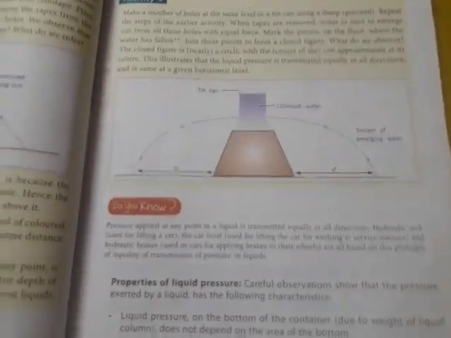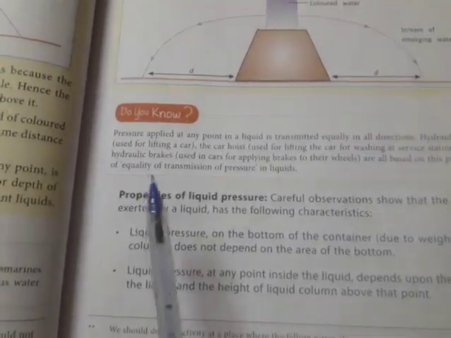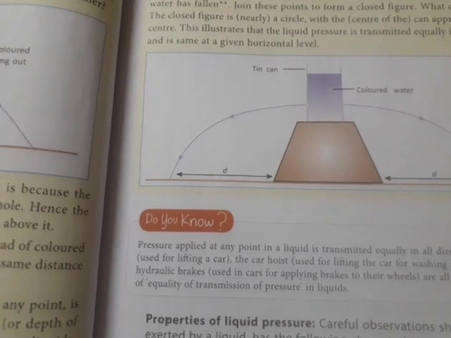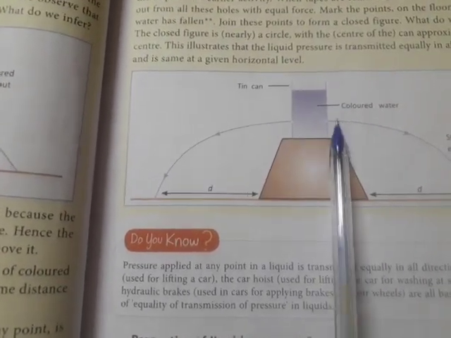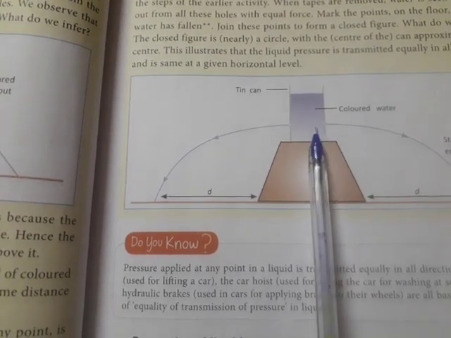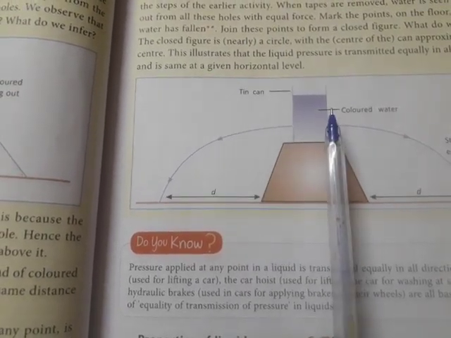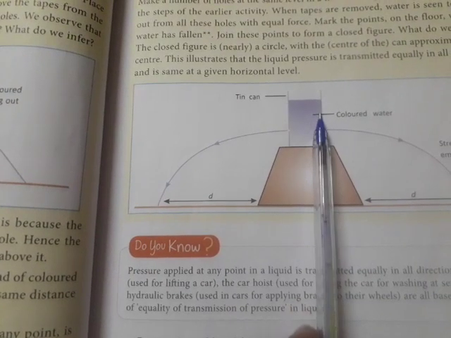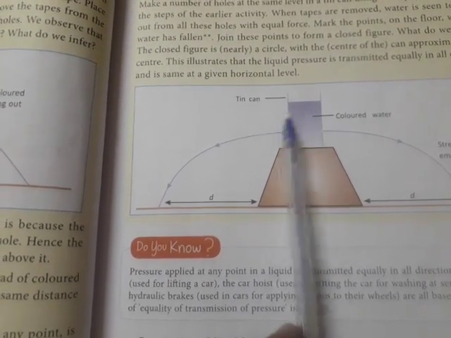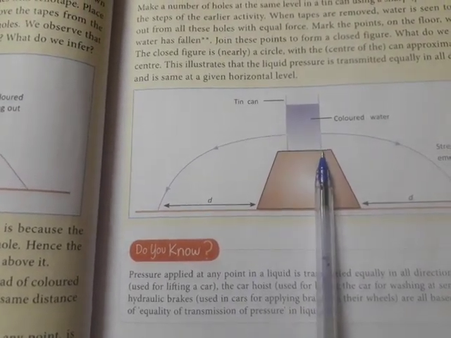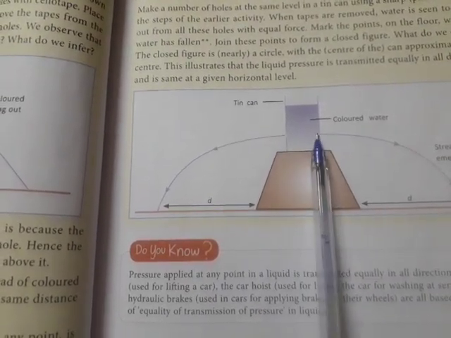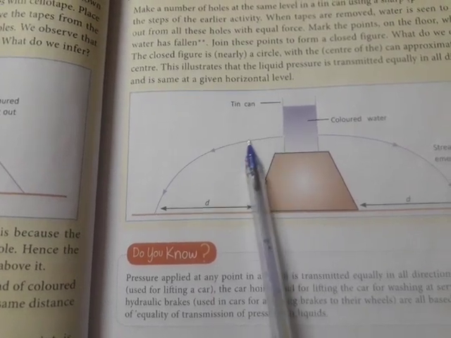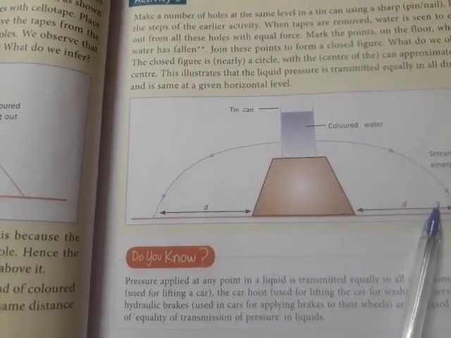Next, here we observe that the liquid exerts pressure at the bottom as well as on the wall of the container. The lateral pressure, meaning pressure on the wall, increases with depth. Third, at the same level of the liquid column, the pressure is always equal.